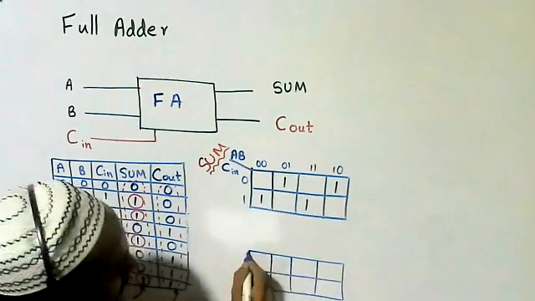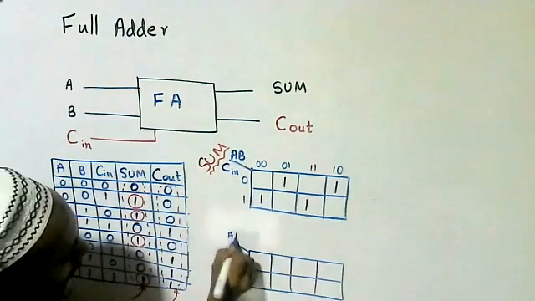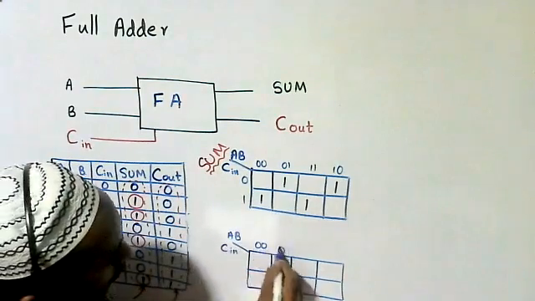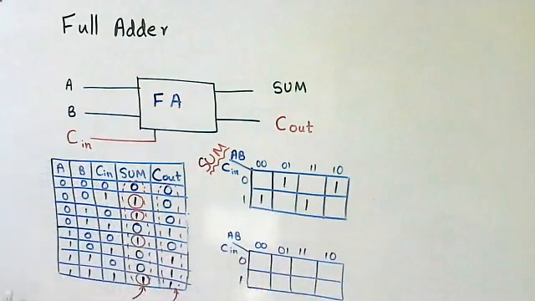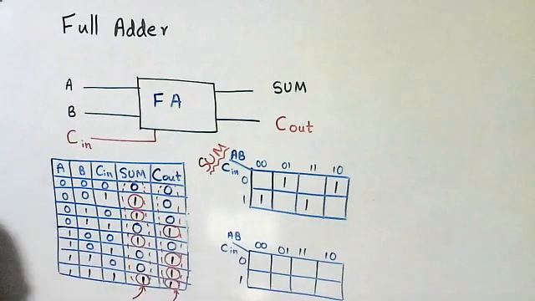We need 8 cells, and the inputs are A, B, C in. Headers 0, 0, 0, 1, 1, 1, 1, 0, 0, 1. I'm going to consider the ones here: 1, here 1, here 1, and here 1. That's why I am marking ones.